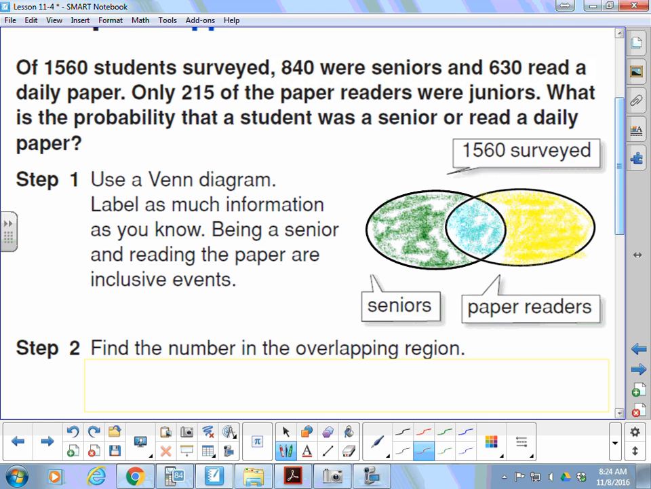All right, so up here we have seniors in the green, and paper readers in the yellow. And when we put green and yellow together, you get blue, right? So the ones that are paper readers and seniors are going to go in the blue. So we've got to figure out what this is. We need to find the number that go in the overlapping region and the number that go in the other two parts.